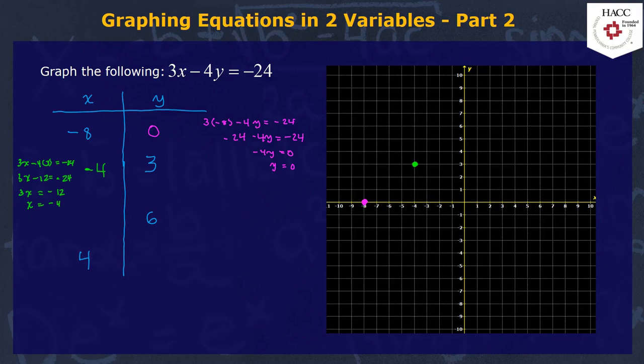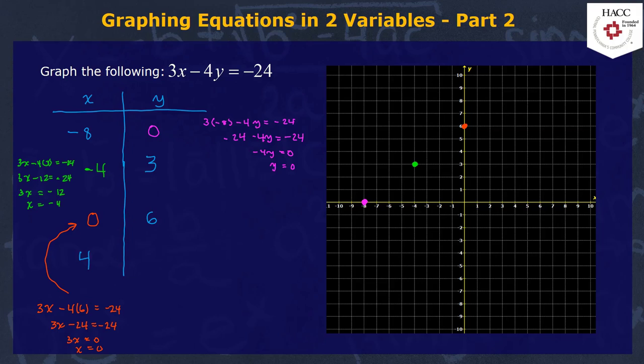For y being 6, same thing. I just did 3x minus 4 times 6, and I got 3x minus 24 equals -24. I added 24 to both sides to get 3x equals 0. And then I divided by 3 to get that x equals 0. So (0, 6) is the ordered pair. And you see each time as I do this, I am plotting the other point.